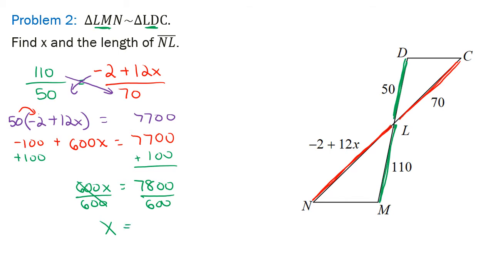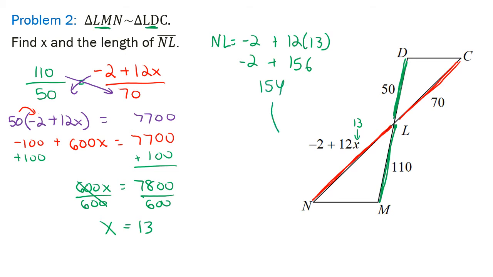We're going to get x being 13. Now that we know that x is 13, we can plug it back in. So NL is negative 2 plus 12 times 13. So 12 times 13 is 156. 156 minus 2 is going to be 154. And that is the length of LN.